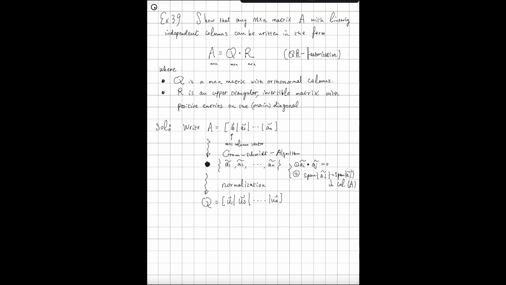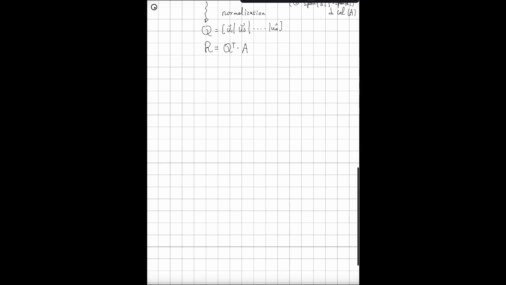Question is why this works. This works means that I'm going to also define what is R, then this Q and R satisfy the condition. Obviously Q satisfies the first condition with orthonormal columns. Let's construct R to be Q transpose multiplication with A. We claim this R is upper triangular, with positive entries. So let's see how it happens.